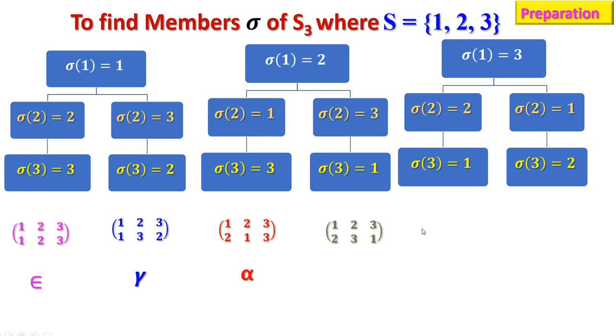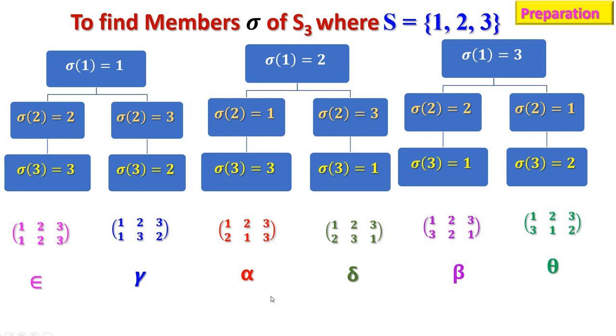And the next one, 1 to 2, 2 to 3, 3 to 1. Cyclically it is written. So this is delta. And the next one, 1 taken to 3, 2 to 2, 3 to 1. So this is your beta because 2 is fixed. And the last one, you have 1 taken to 3, 2 taken to 1, 3 taken to 2, and this is denoted as theta.